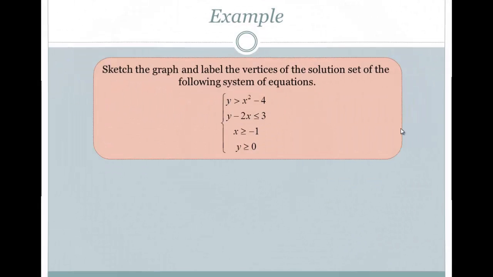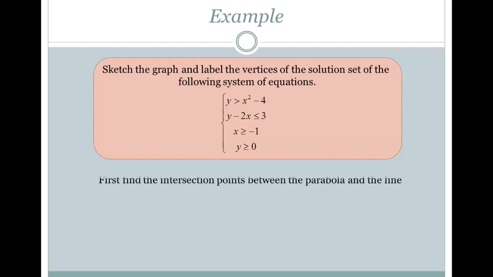So I want to solve this system. y is greater than x squared minus 4. y minus 2x is less than or equal to 3. x is greater than or equal to negative 1. And y is greater than or equal to 0. So I have all of these, and what I'm looking for is the intersection of the solution to each one of these. This is a parabola, this one up here. This is a linear equation. This is a vertical line, and I'm going to be shading to the right of that. And this is a horizontal line. I'm going to be shading above the x-axis. So we have to combine the solutions to all of these.